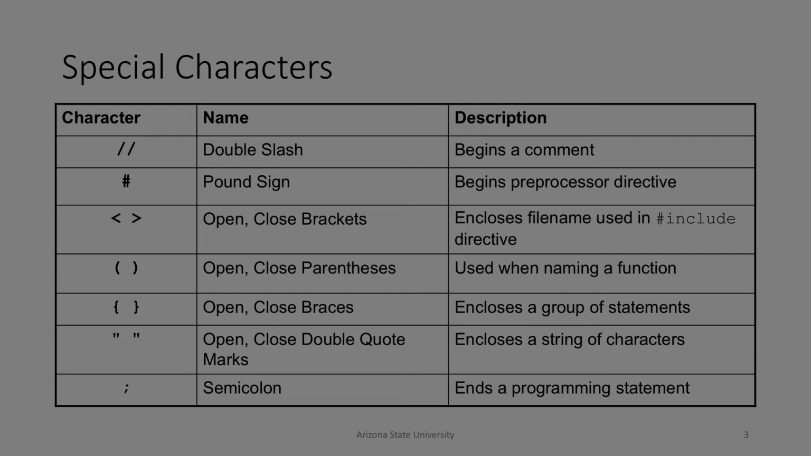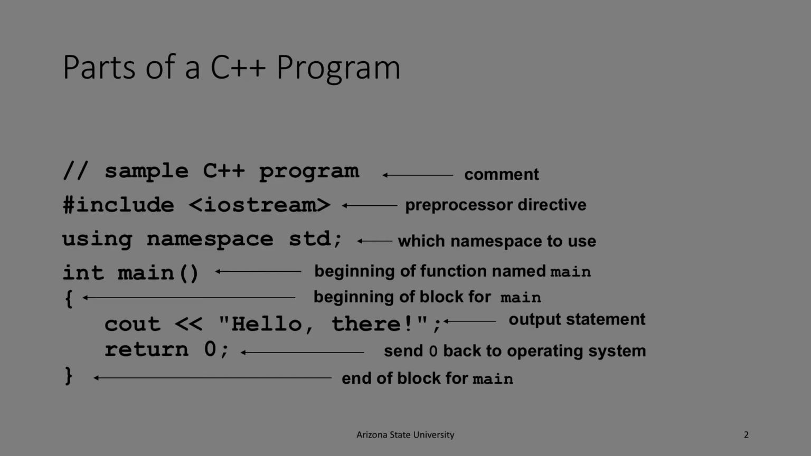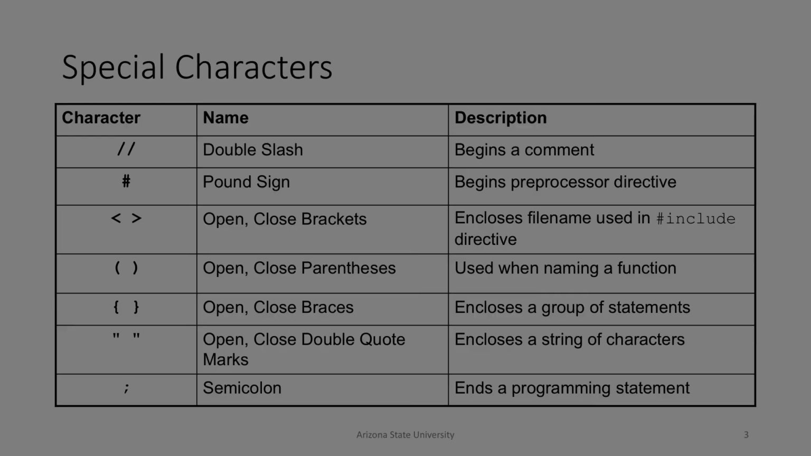So the open-close brackets for iostream have a purpose of saying iostream is one of these directives you need to actually include. But of course, less than and greater than are also used in comparisons. If I want to compare one variable against another and say, is this one less than the other? Then the less than and greater than symbols also have a purpose there too.